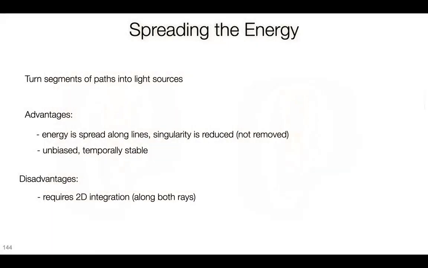All right, so what we have seen is two methods, VSLs before and now the VRLs. In the VRLs, what we do is turn the segments of the paths into light sources. The advantage is that the energy is spread along the lines, so the singularity is reduced. As noted, it is not removed because they also have this inverse square distance term, but the singularity is remarkably reduced. They are unbiased and temporally stable. The disadvantage, of course, is similar to the VSL. They need 2D integration along both the rays, which could be a demotivating factor.